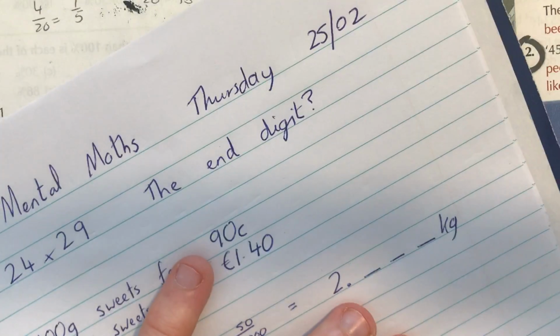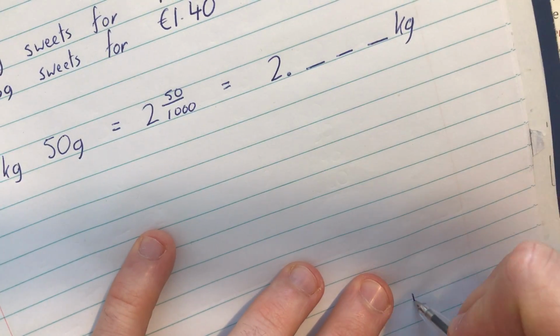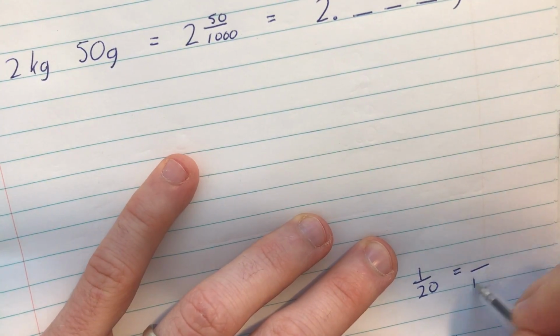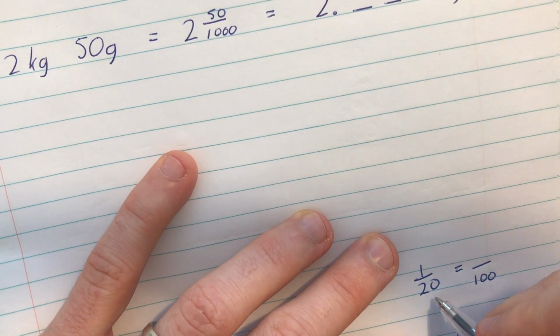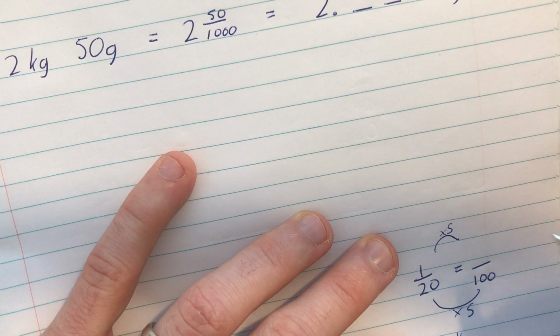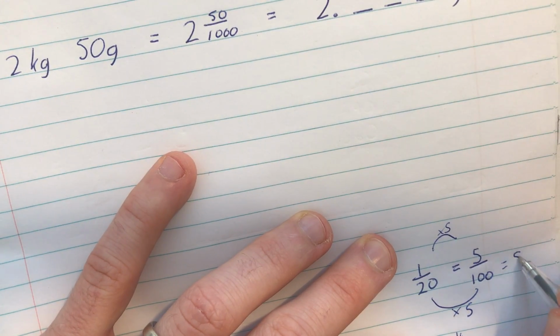If I do 1 over 20, just to show you another one here, can you see that? So 1 over 20 equals, when you want to have it as something over 100, you multiply that by 5, do the same thing on top, multiply it by 5. 5 ones are 5, so that's 5 over 100, which is the same as saying 5%.